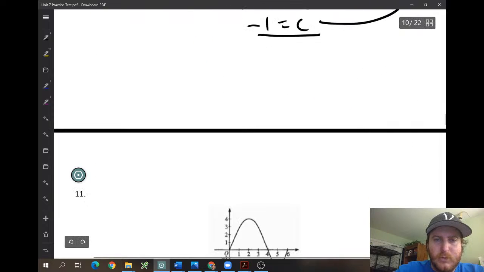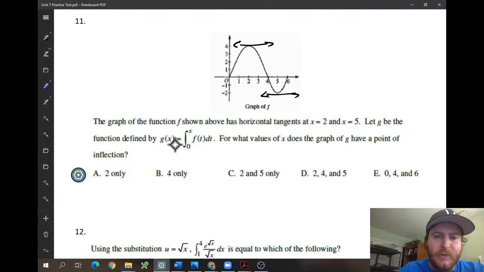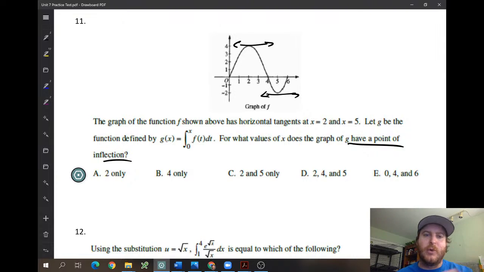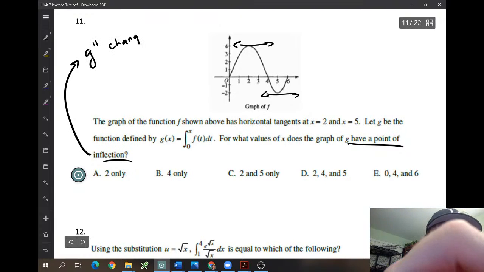Right. Moving on, the graph of the function shown above has horizontal tangents at x equals 2 and x equals 5. Sometimes that helps us. Sometimes, like in that other question, it's just a distraction. Let g be the function g of x equals the integral from 0 to x of f of t. For what values does g have a point of inflection? So this is definitely a question I could ask you on the exam that does require you to go back to last semester. So where do we get a point of inflection? Points of inflection are when g double prime changes signs. So we need to be thinking about g double prime.